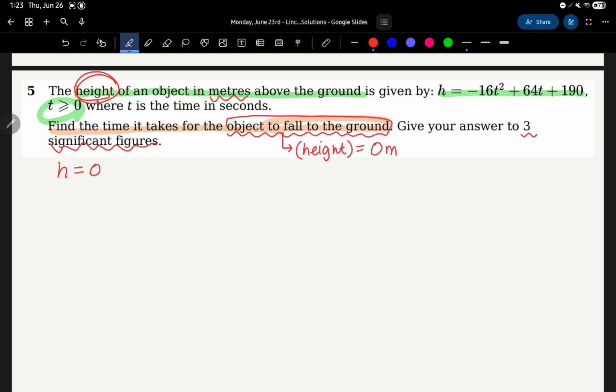And what do we know about the h? We have a whole equation about that. So we're gonna say minus 16t squared plus 64t plus 190 is equal to what? 0. Exactly. So we're gonna get the t, which is the time here. We need to get the time for the object to fall on the ground, and we need to get our answer to 3 significant figures. So when it says 3 significant figures, we're probably gonna get a whole long decimals, which is indicating that we should use the calculator.